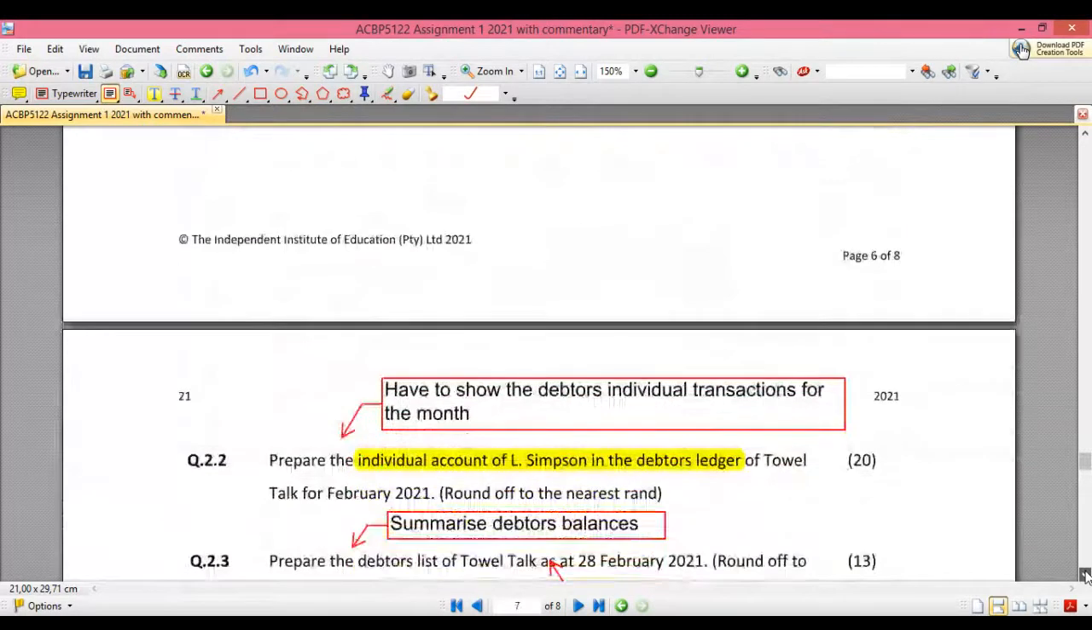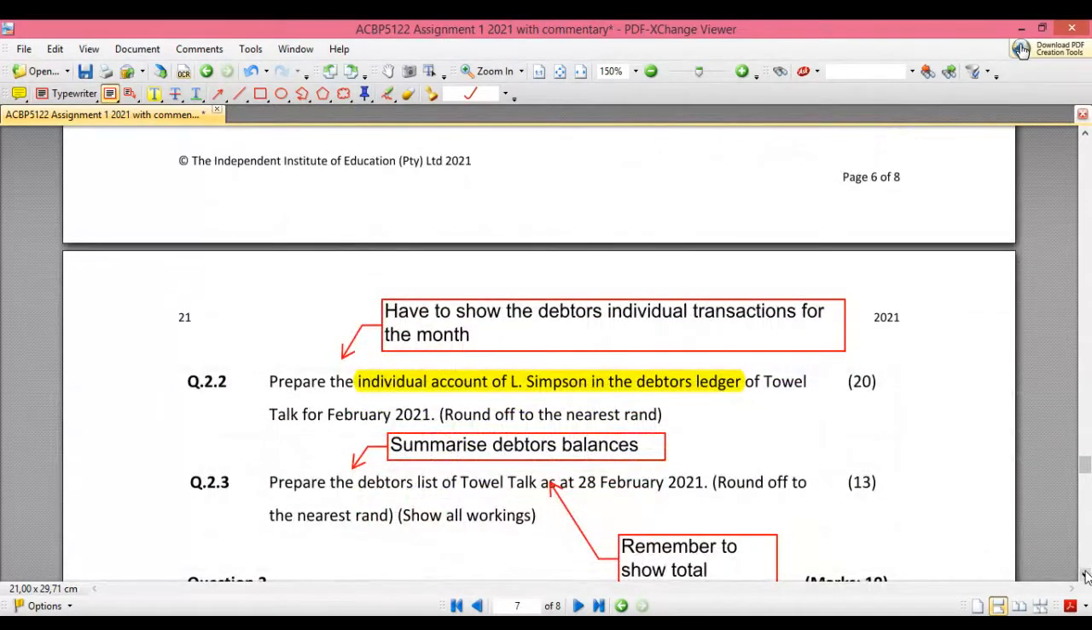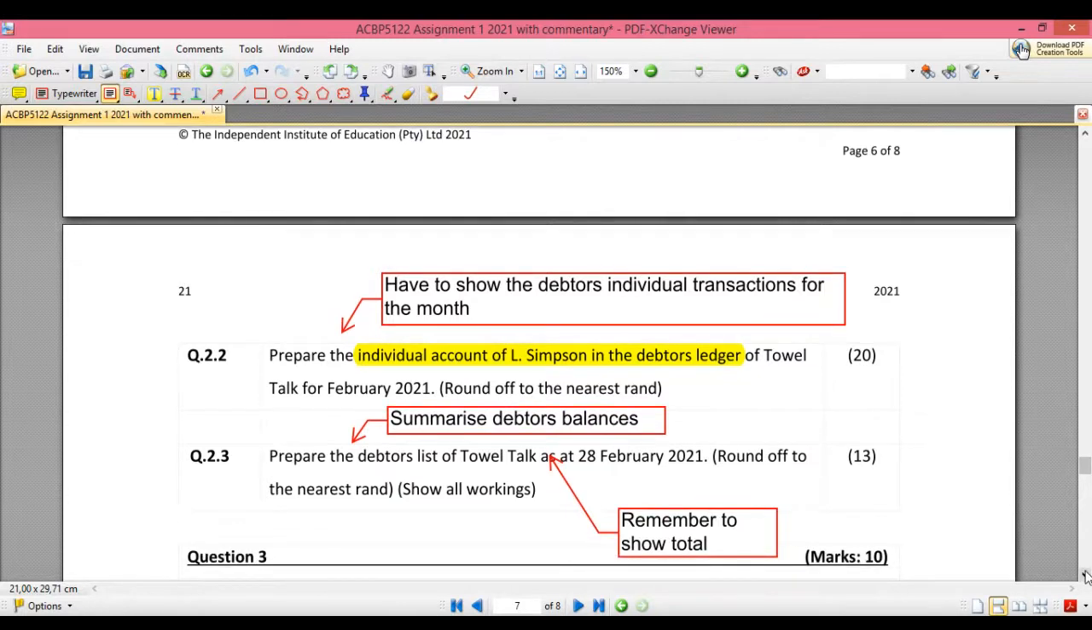And then question 2.2, they wanted you to do the individual account, but only for Al Simmons. So you need to show each individual transaction. So take his opening balance, show each and every individual transaction for that month for that debtor. And then the last one is they wanted you to do a debtors list. And that debtors list balance should agree to what was on question 2.1.